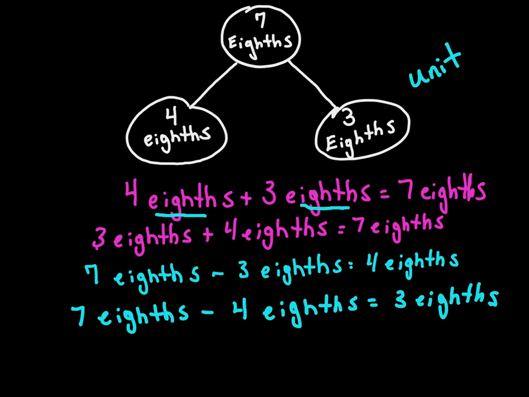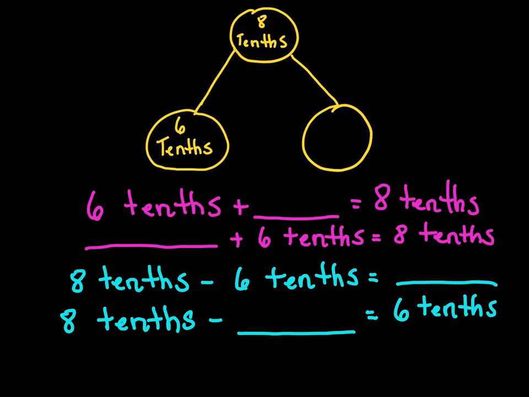So we have 4 8s plus 3 8s is equal to 7 8s. And we also have it written, this is like a fact family, 3 8s plus 4 8s equals 7 8s. We have 7 8s take away 3 8s equals 4 8s. 7 8s minus 4 8s is 3 8s. Again, these are just fact families, but in unit form.